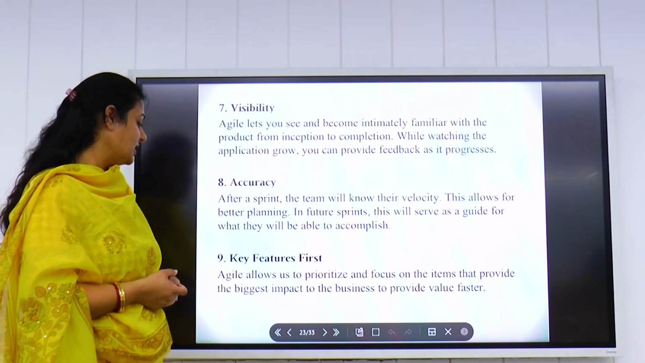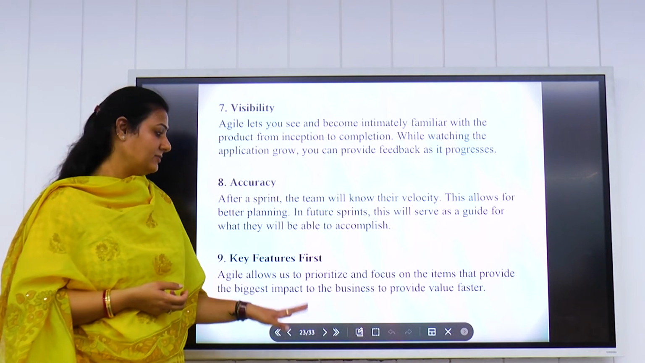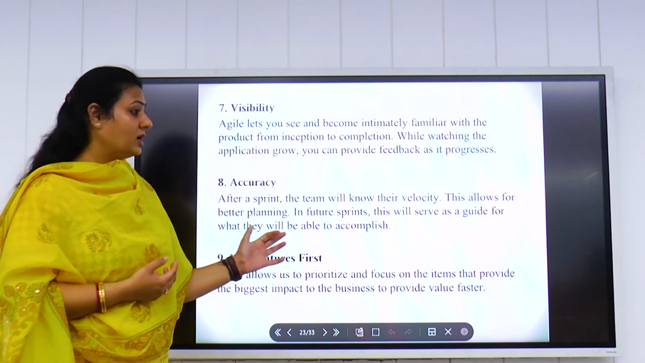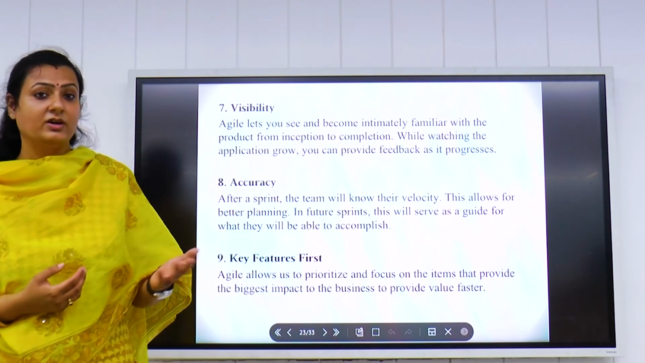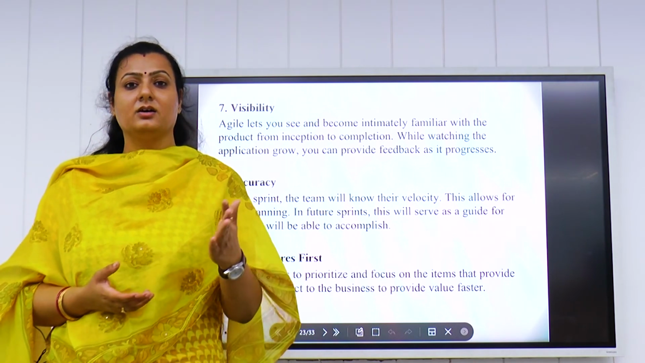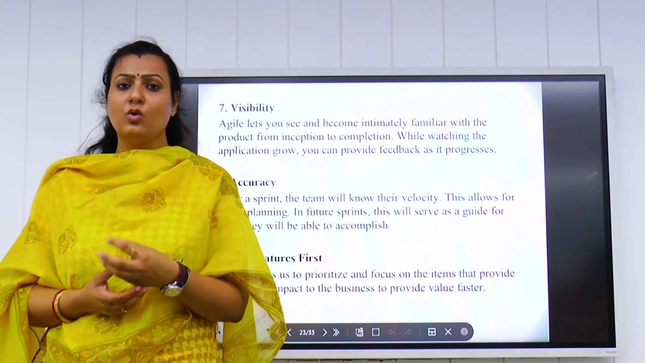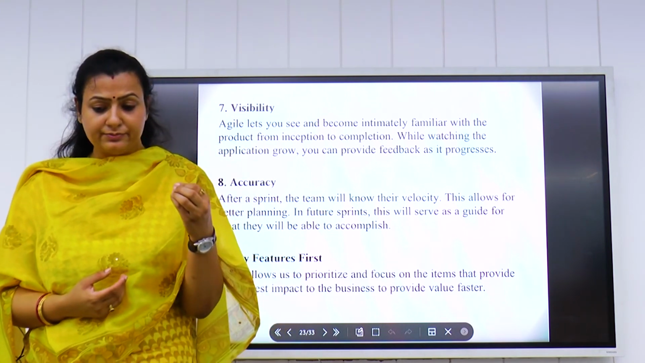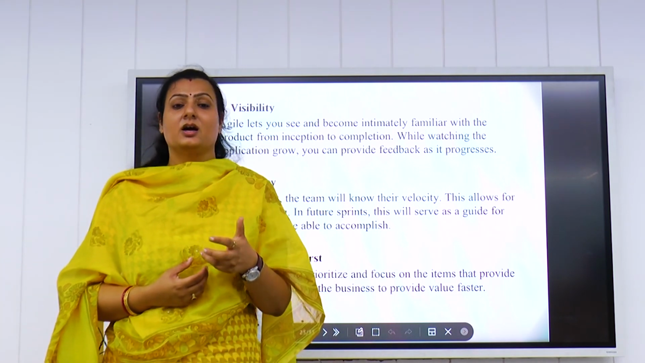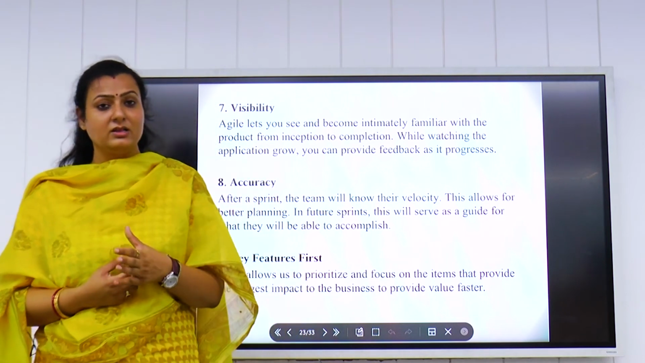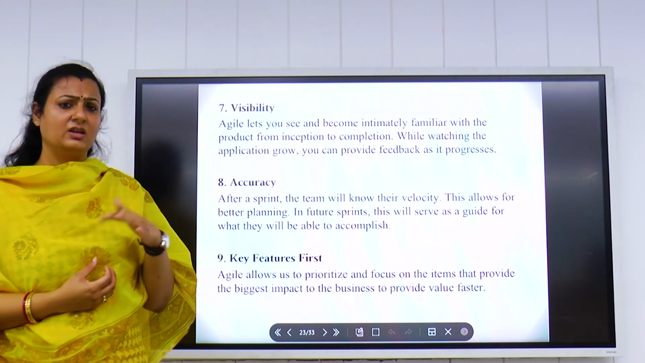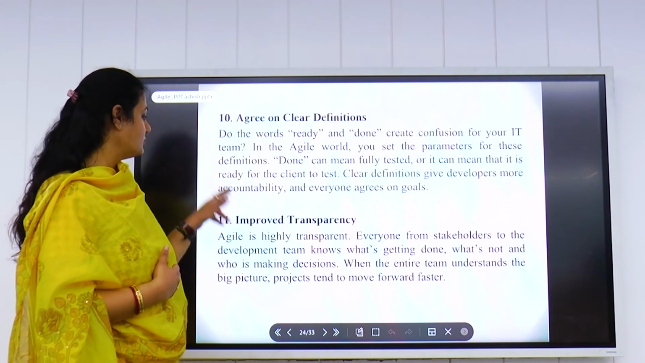Key features first. Agile allows us to prioritize and focus on the items that provide the biggest impact to business, to provide the value faster. The major key feature is to prioritize the client first, understand the requirement of the client and prioritize it from high to low. Whichever module contains the high priority for the client, we have to handle these first, then we can handle the low priority portion.